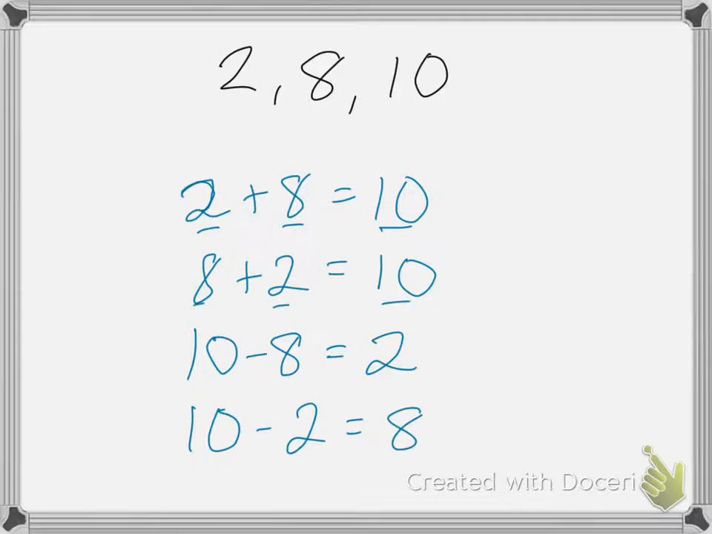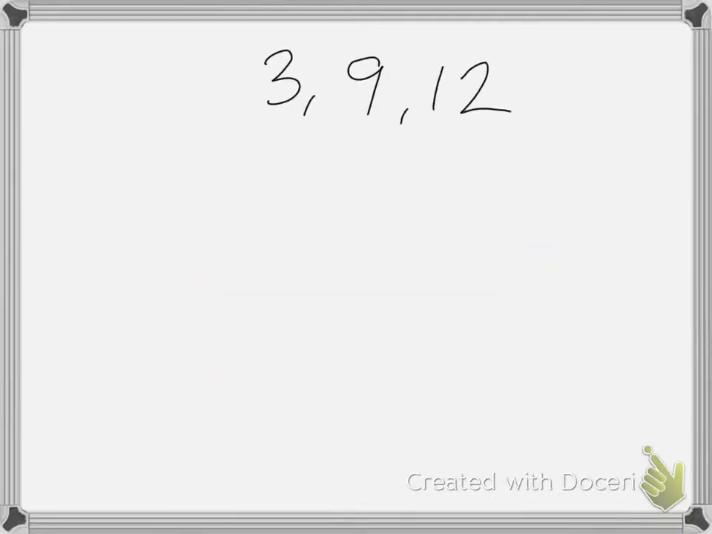Okay, so an addition and subtraction fact family that uses 3 different numbers will always have 2 addition facts and 2 subtraction facts. So let's do 3, 9, and 12. What would be the addition facts for these numbers? How many will I have? I should have 2 addition facts. And how many subtraction facts will I have? I should have 2. So let's find those families.